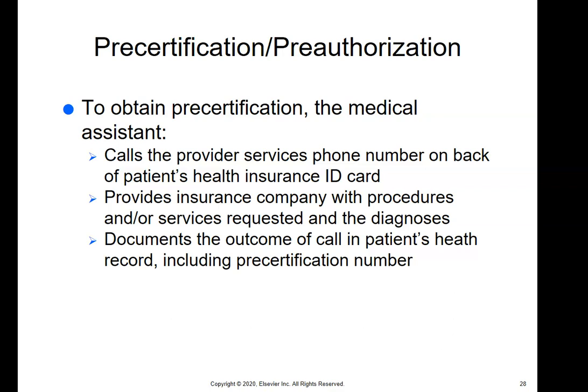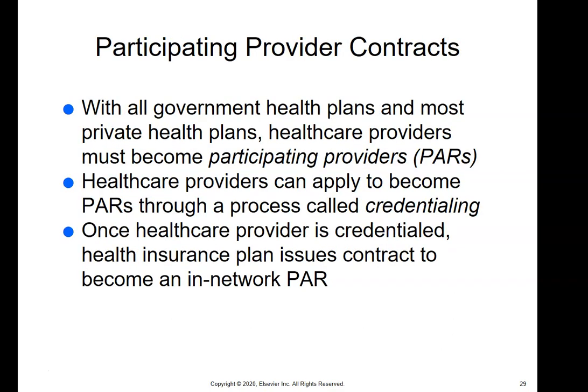Each insurance company has its own pre-certification requirements. Pre-certification and pre-authorization processes are very similar. Participating provider contracts. With all government health plans, and most private health plans, healthcare providers must become participating providers, also known as PARs. Healthcare providers can apply to become PARs through a process called credentialing. Once a healthcare provider is credentialed, the health insurance plan issues a contract to become an in-network participating provider.